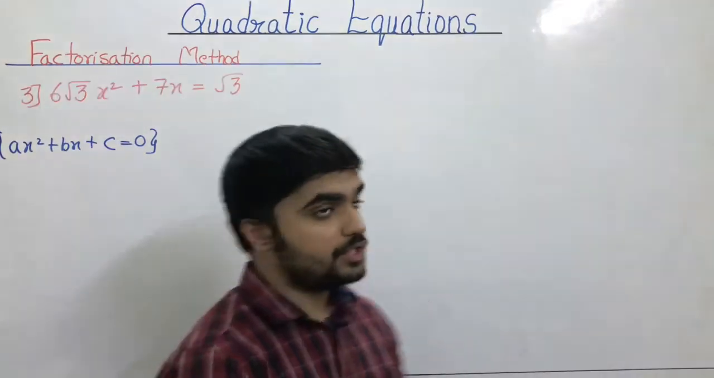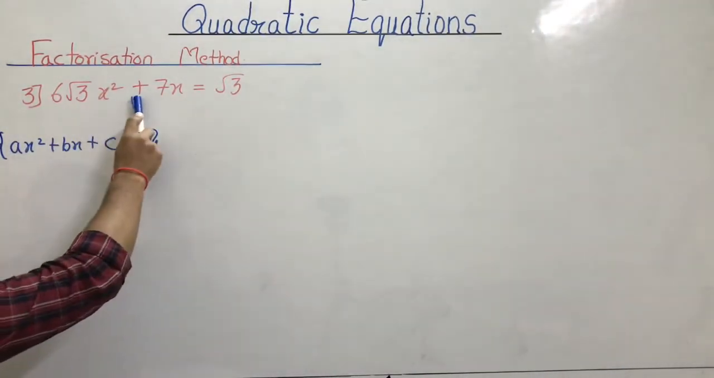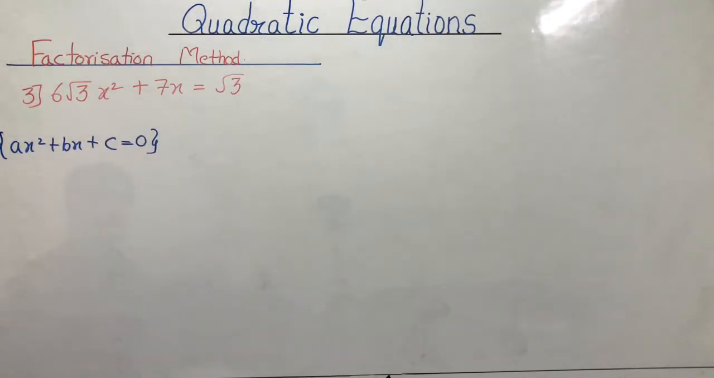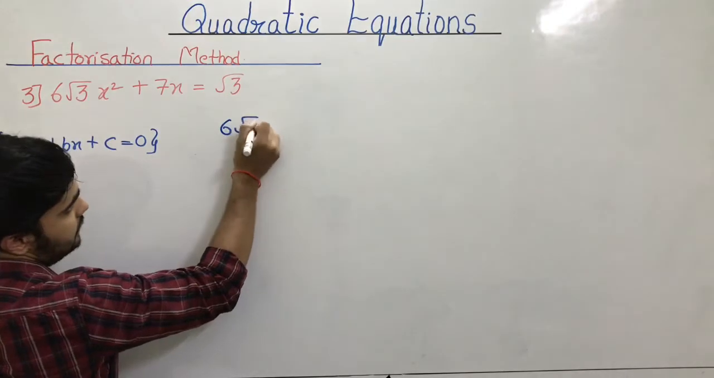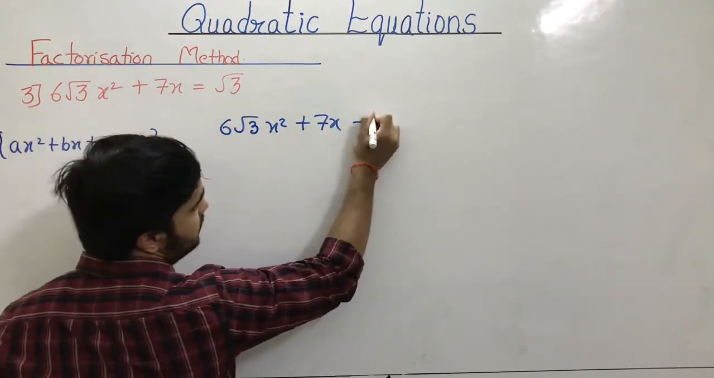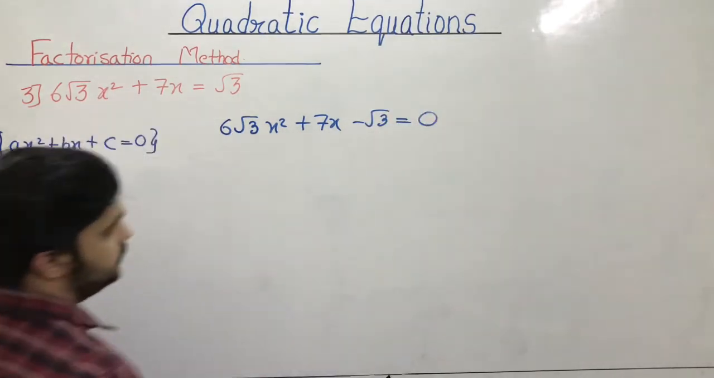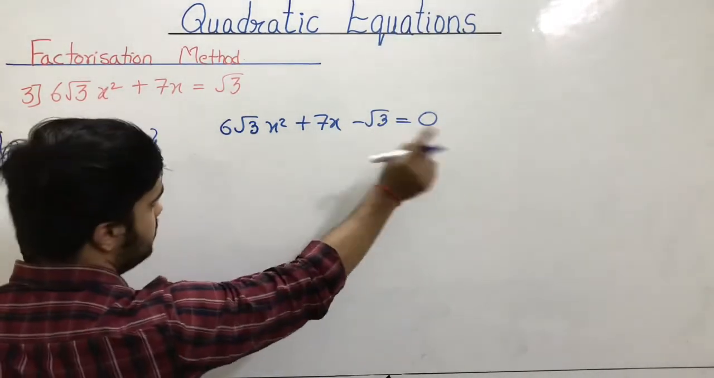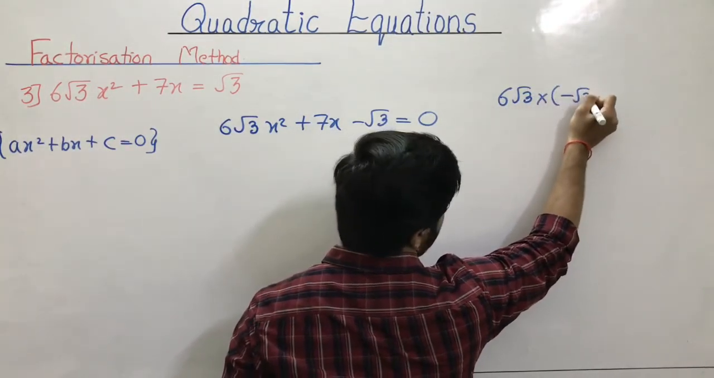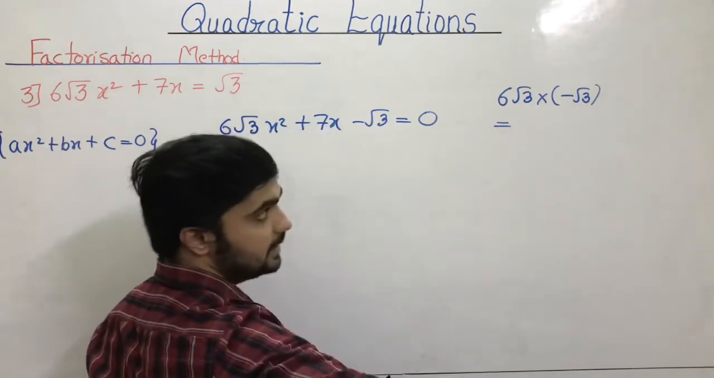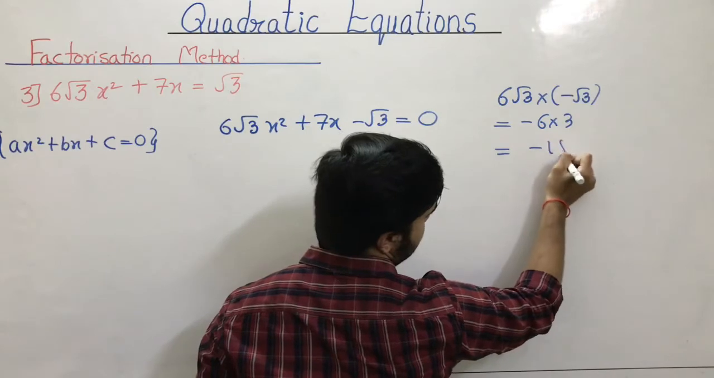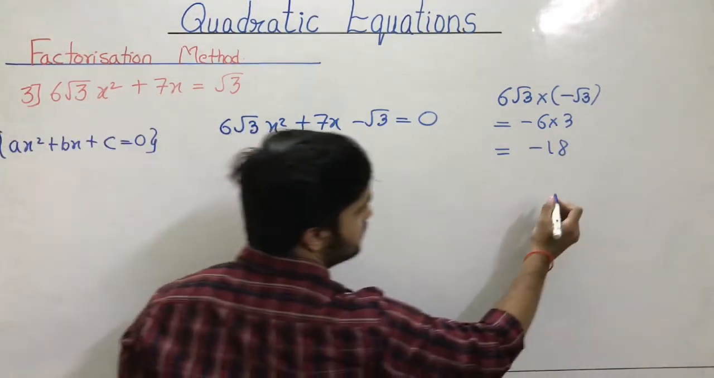Okay. The next question is 6 root 3x square plus 7x is equal to root 3. So we'll arrange this in this form. So we'll get 6 root 3x square plus 7x minus root 3 is equal to 0. Now as we know that we multiply this by this. So 6 root 3 into minus root 3. So root 3 into root 3 is 3. So minus 6 into 3, which is minus 18, and middle number is 7.